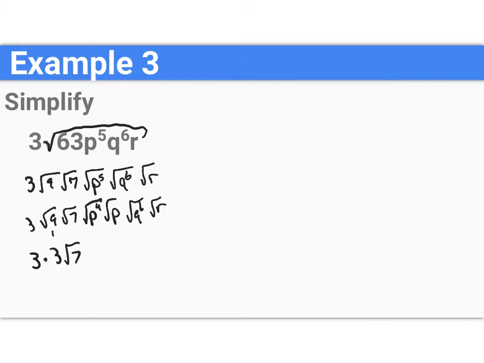P to the 4th, you divide 4 by 2, you get 2. So p squared comes out. Then you have root p. 6 divided by 2 is 3. So you have q cubed and the square root of r. And let's combine everything outside the roots. So 9 p squared q cubed root 7 p q r.